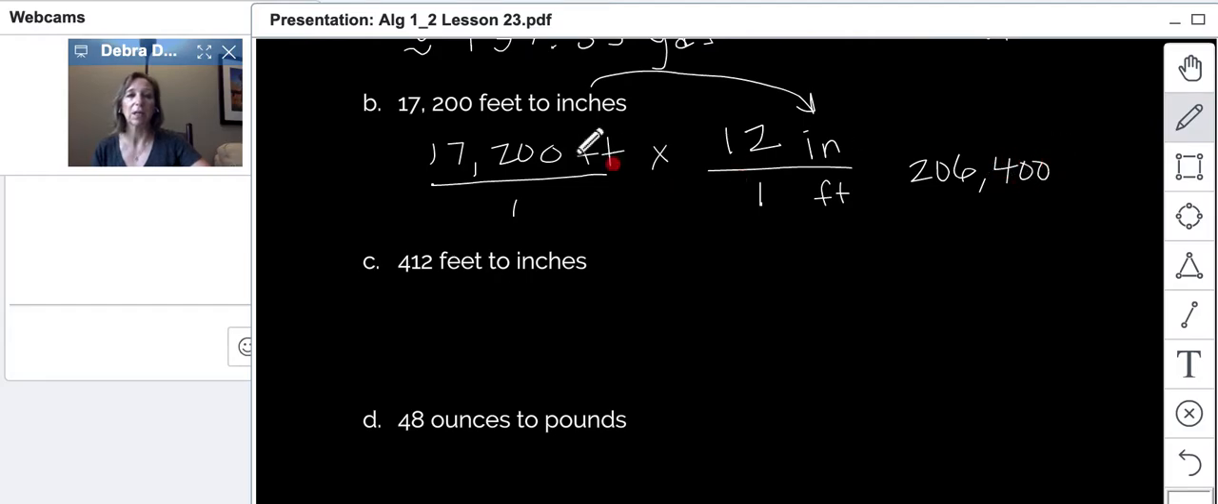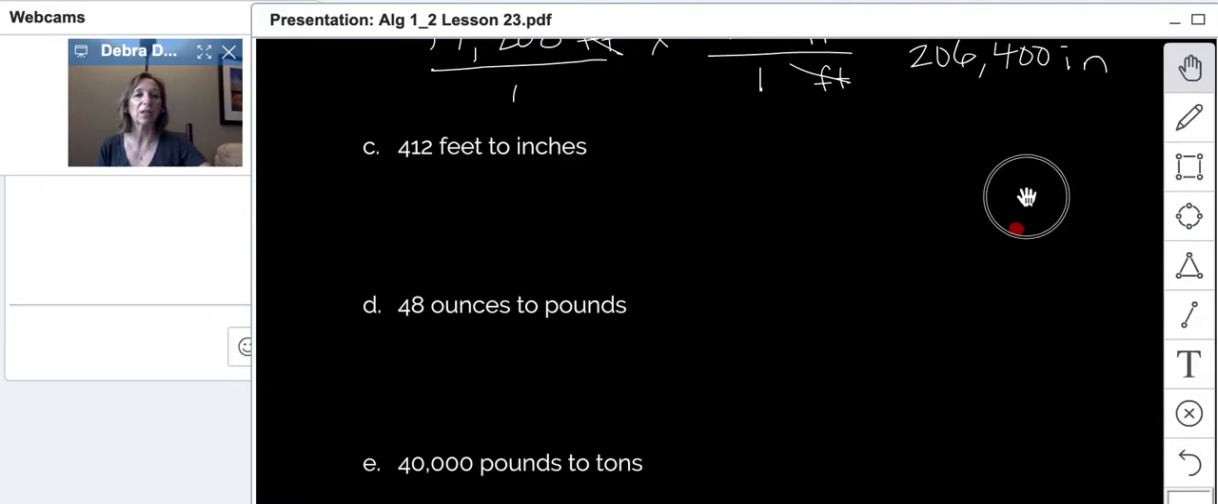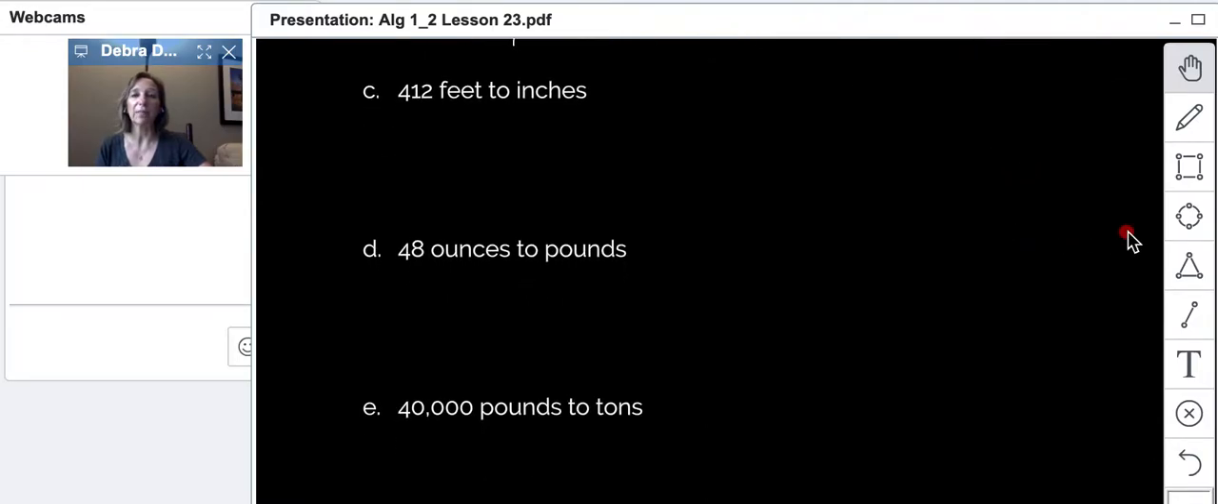206,400. The feet cross out because they're diagonal, right? And you're left with your inches, which is what you want. You want feet into inches. Now there's going to be a lot more inches in this many feet because there's 12 inches in every foot. So the number is going to get bigger. Okay. Next one, pause the video and work it.